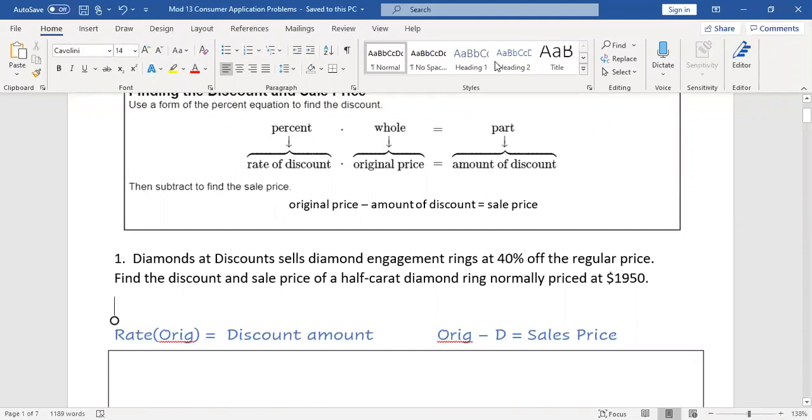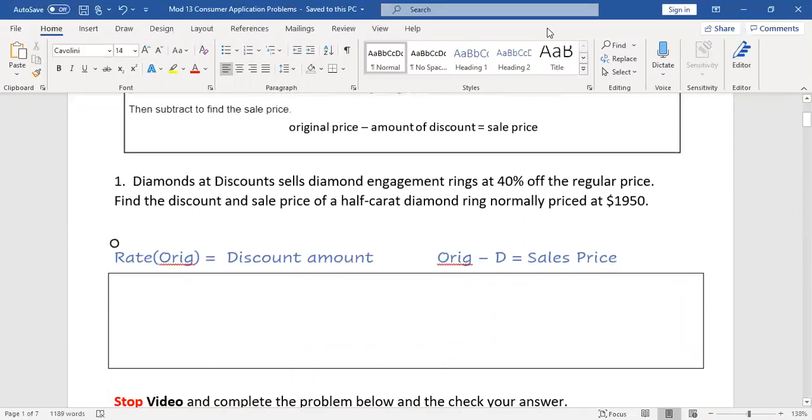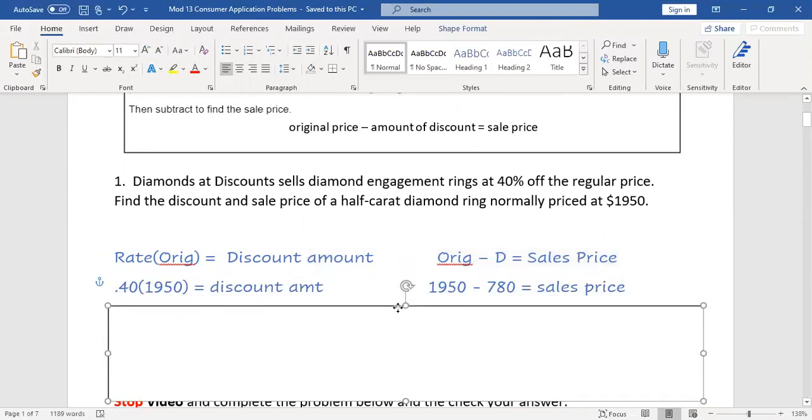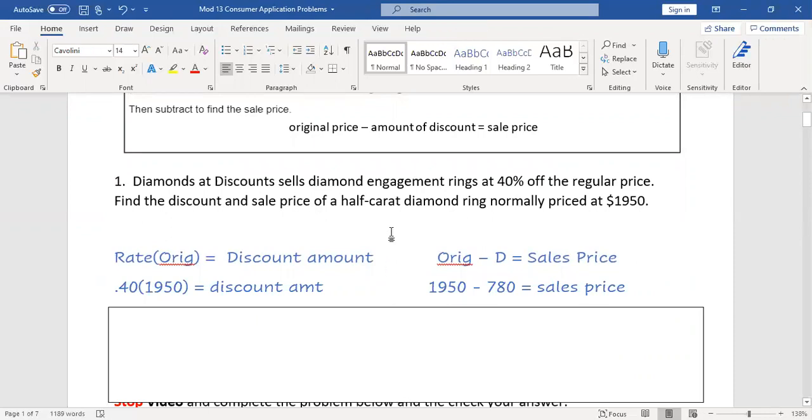Sales: diamond engagement rings at 40% off the regular price. Find the discount and sale price of a half-carat diamond ring normally priced at $1,950. Well, we've got our formula. The rate times the original equals the discount amount. So our rate is 40%, but we have to write that rate as a decimal. So I drop the percent sign and I move my decimal place over 2 place values to the left. I've got 0.40 times the original price, which was $1,950, and that's going to give me my discount amount.